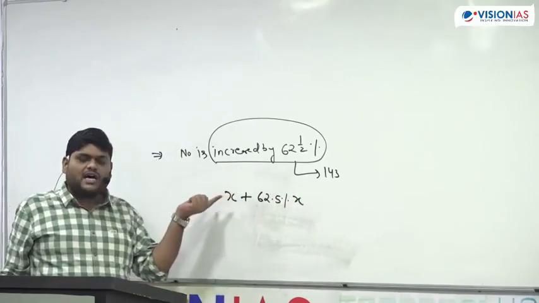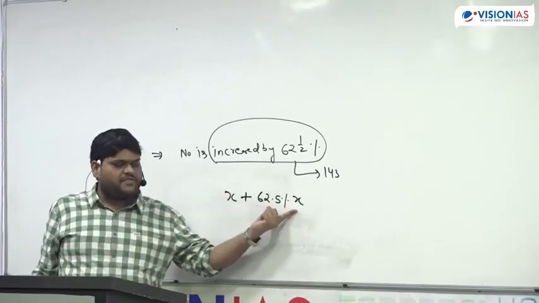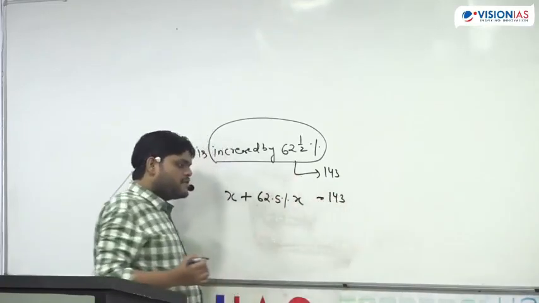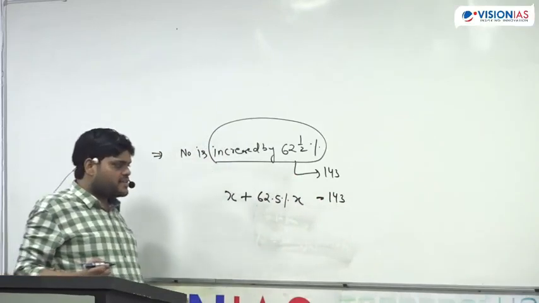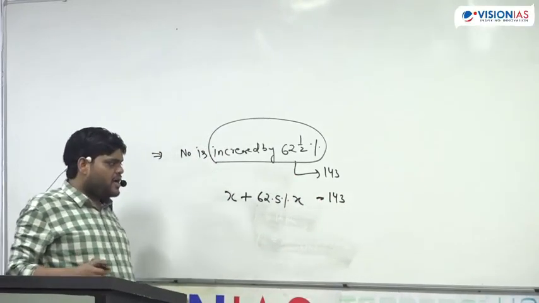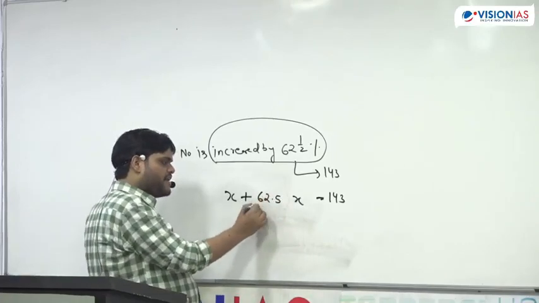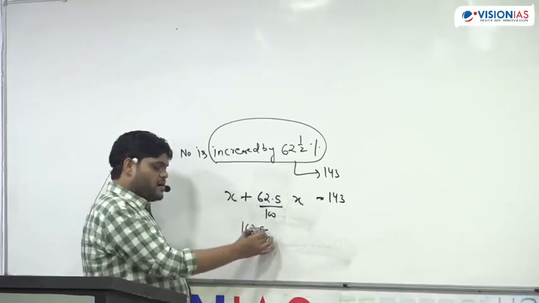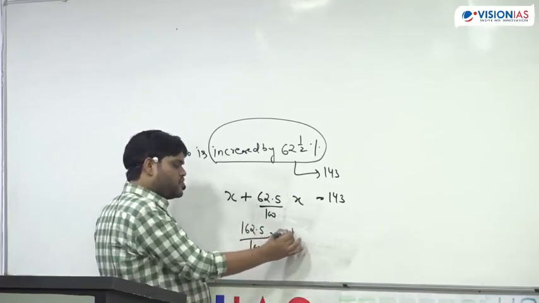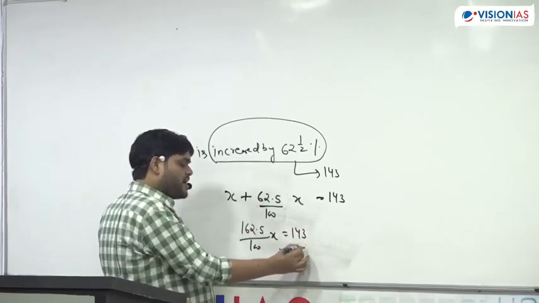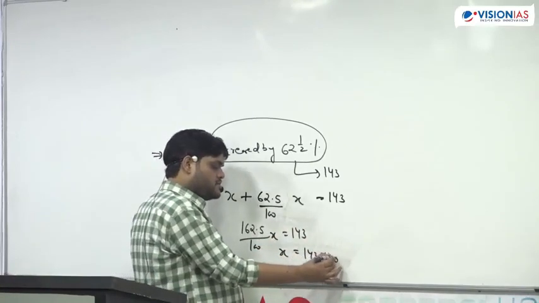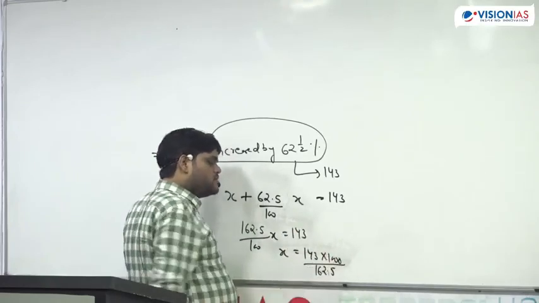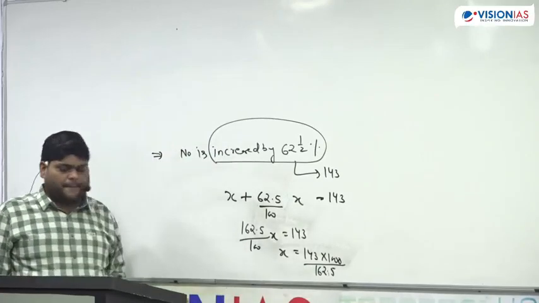We have to find 62.5% of this number and we have to add it. And now this number becomes 143. Are you getting my point or not? If we solve this, we can divide by 100 and this becomes 162.5 upon 100 x is equal to 143. From here we can find the value of x. Okay, so this is the way.